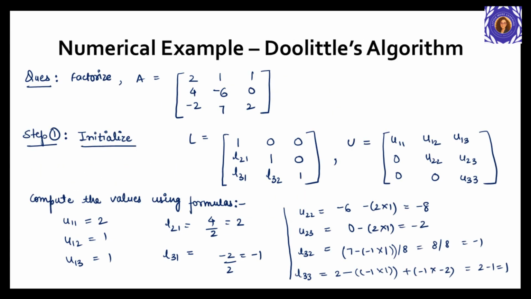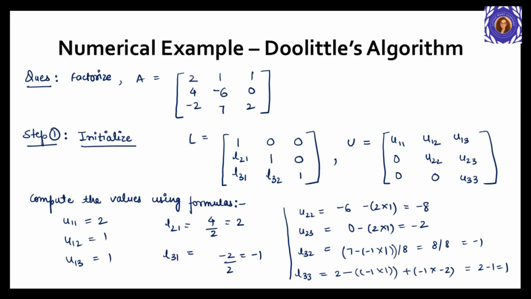Let's see a concrete example to lock this in. Consider the matrix A with components 2, 1, 1, 4, minus 6, 0, minus 2, 7, and 2. We want to factor this into L and U. We know L will look like this and U will have this form. Step number 1. Compute the first row of U. U11 will be equal to 2, U12 will be equal to 1, and lastly, U13 will be equal to 1.